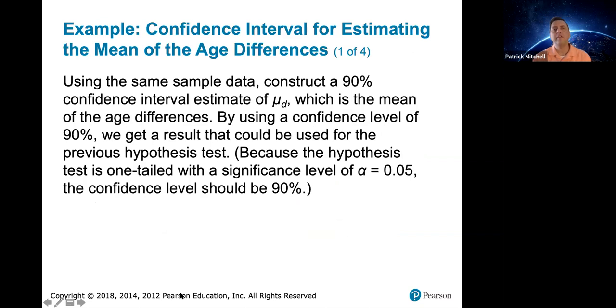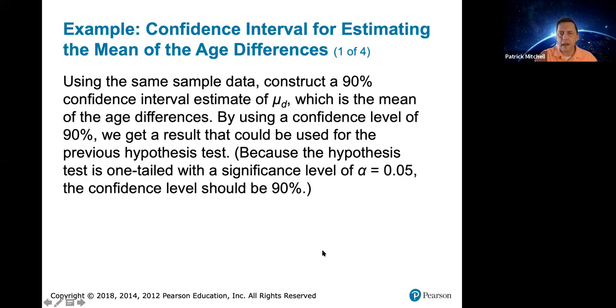All right, so now to find a confidence interval for that population mean difference, we're going to construct a 90% confidence interval estimate of mu sub d, which is the mean of the age differences. And remember, by using a confidence level of 90%, we get a result that could be used for that previous hypothesis test, because it's a one-tailed test with a significance level alpha equals 0.05. The confidence level should be 90%.